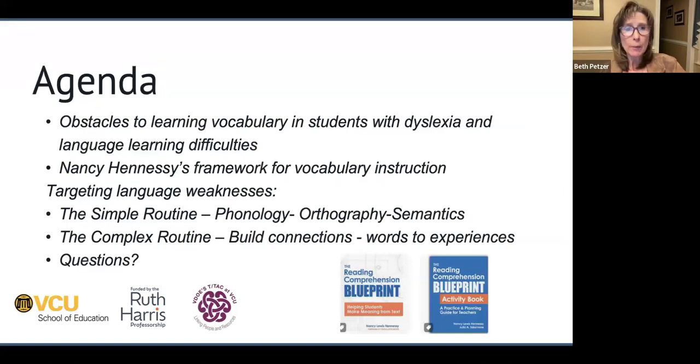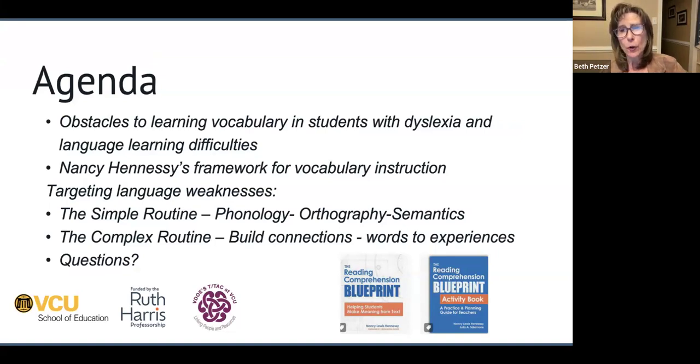We're going to start talking about what makes learning vocabulary difficult for students with dyslexia and language learning difficulties. We'll briefly touch on some research on effective vocabulary instruction, and then we'll talk about the techniques that we use. Specifically, we'll look at Nancy Hennessy. She's a literacy consultant, past president of the International Dyslexia Association, and author of the Reading Comprehension Blueprint: Helping students make meaning from text.